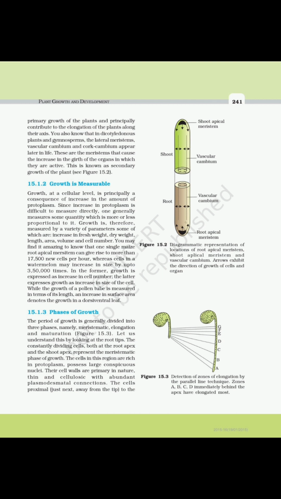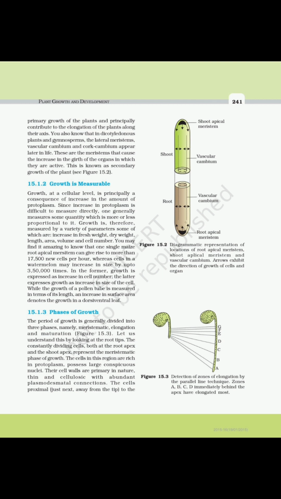You may find it amazing to know that one single maize root apical meristem can give rise to more than 17,500 new cells per hour, whereas cells in a watermelon may increase in size by up to 350,000 times. In the former, growth is expressed as increase in cell number, the latter expresses growth as increase in size of the cell. While the growth of a pollen tube is measured in terms of its length, an increase in surface area denotes the growth in a dorsiventral leaf.